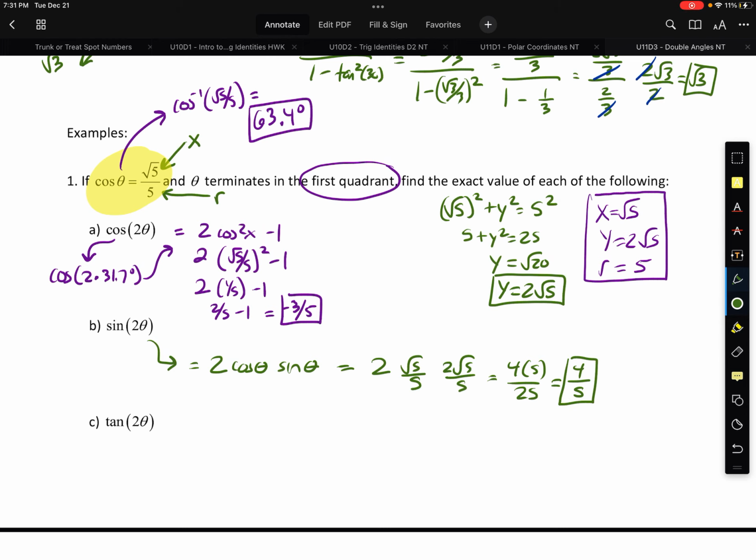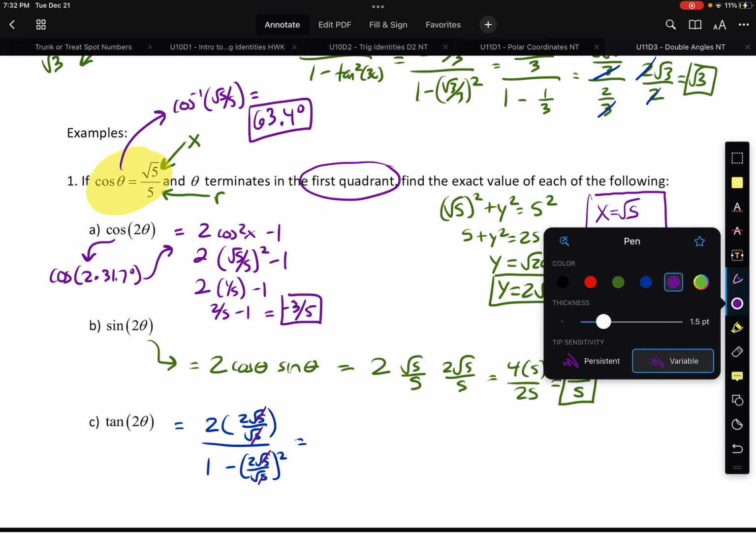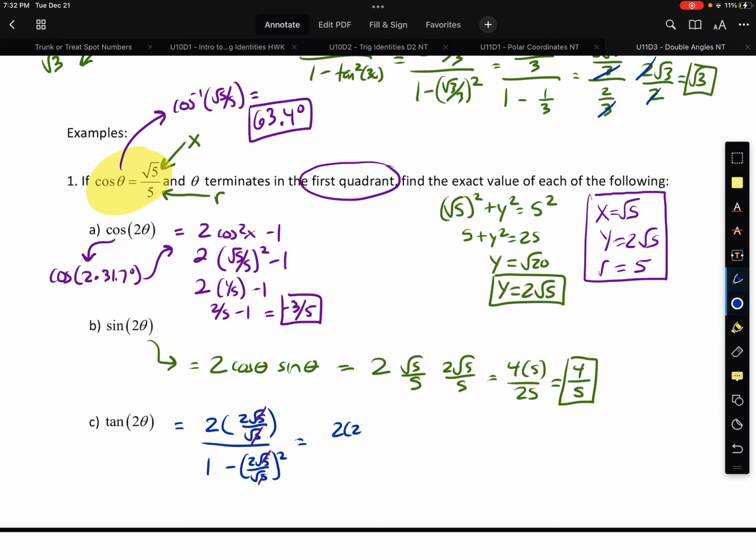Last one, tan. All right, going with tan. So I got my formula. I got 2 times tan, which is y over x. So in this situation, 2 rad 5 over rad 5, over 1 minus 2 rad 5 over rad 5 squared. Well, what's great about this is that the rad 5's cancel out in those individual fractions. So I got 2 times 2 over 1 minus 2 squared. 4 over negative 3. And that's my final answer there.